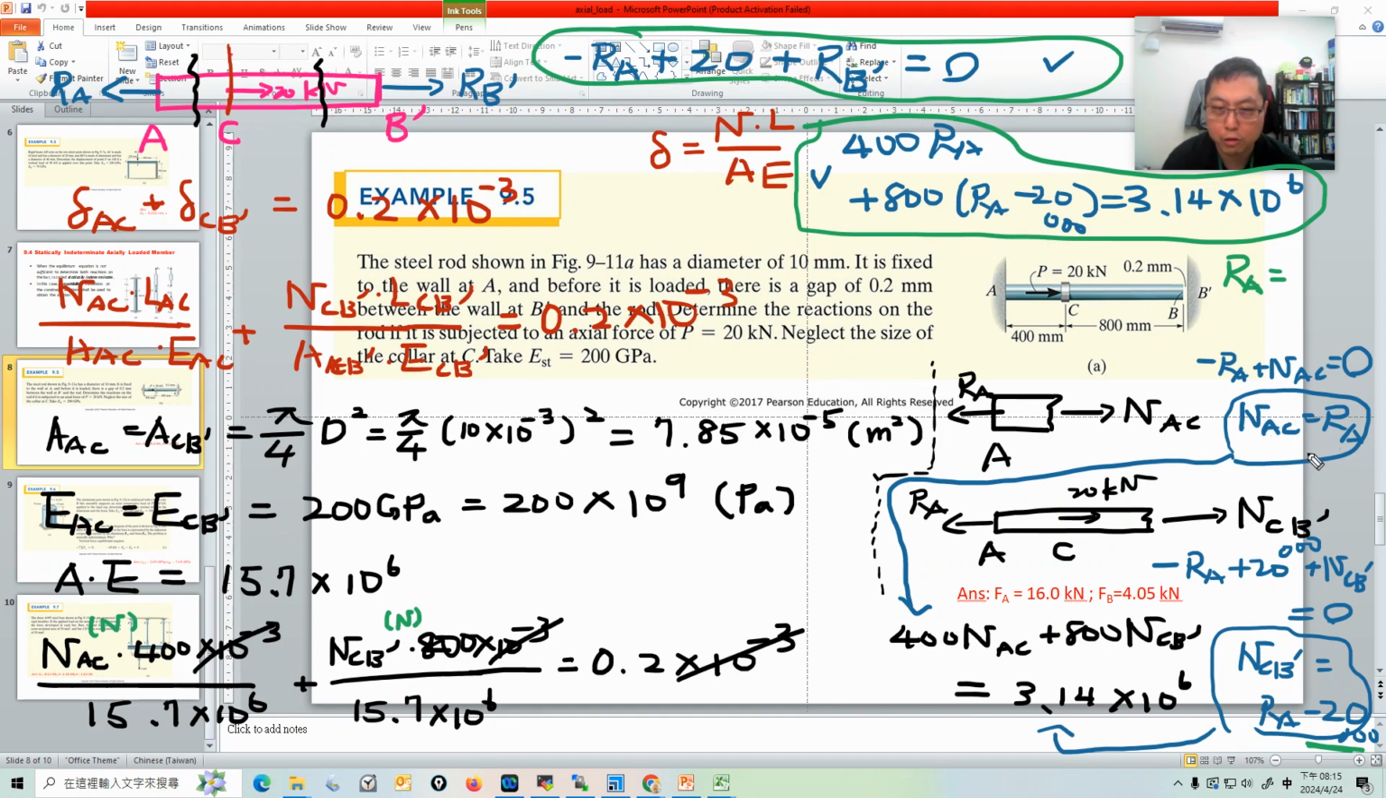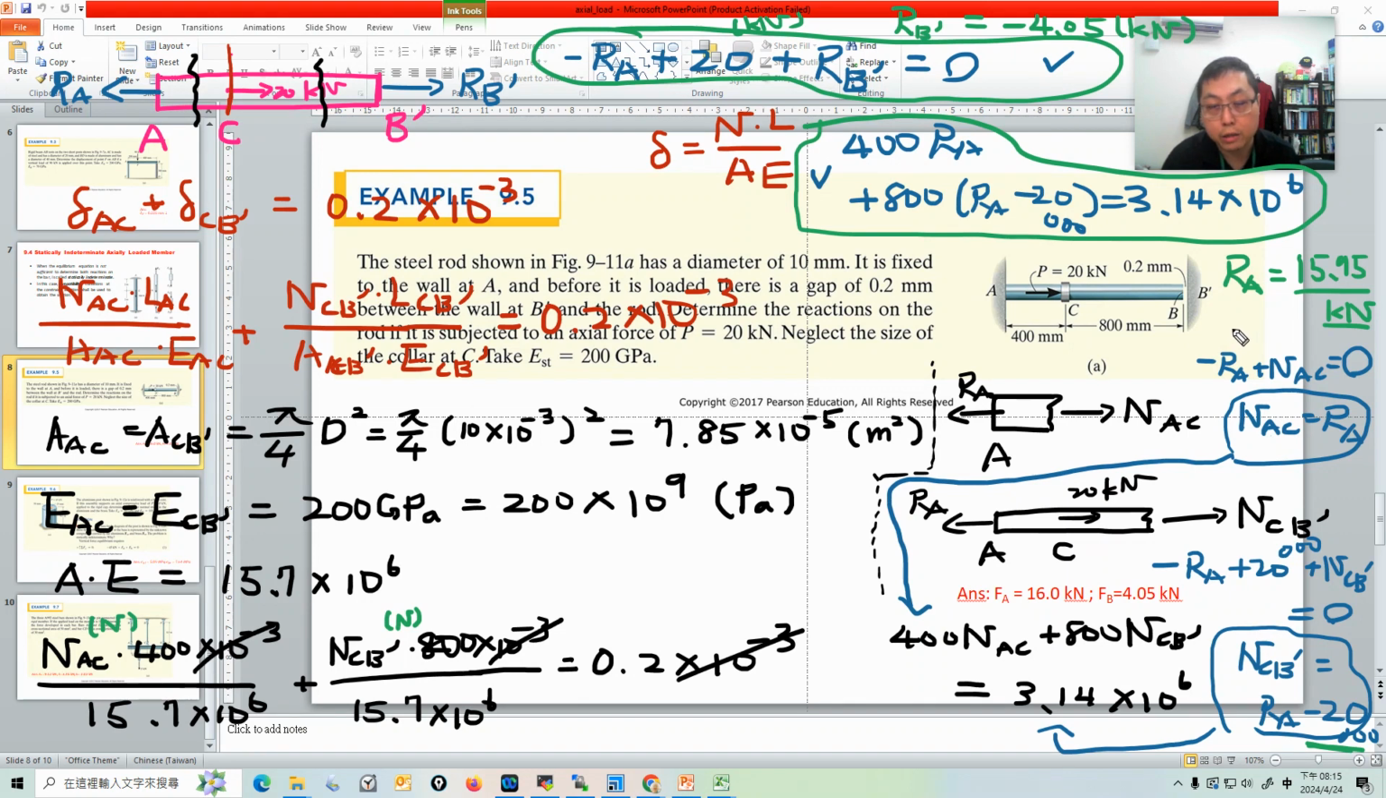So when I use NAC equal to RA, this thing is in newton. So finally you have RA equal to 15.95 kilonewton. And the first equation is in kilonewton, so be very careful. This one is kilonewton, so you put RA in there. What will you get? You get RB prime, I think it's minus 4.05 kilonewton.